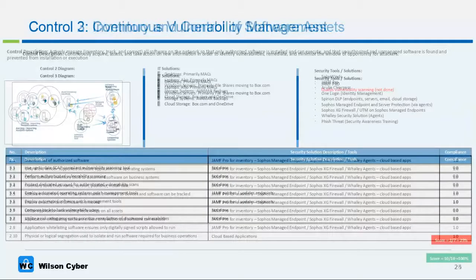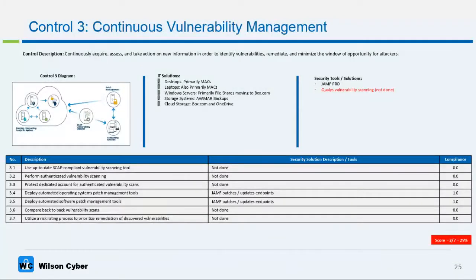And as I mentioned earlier, with control number 3, they still have a gap, continuous vulnerability management. The control description is to continuously acquire, assess, and take action on new information in order to identify vulnerabilities, remediate, and minimize the window of opportunity for attackers. So they're not really doing this today.